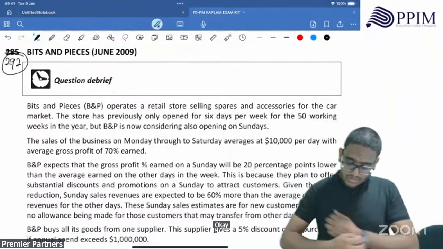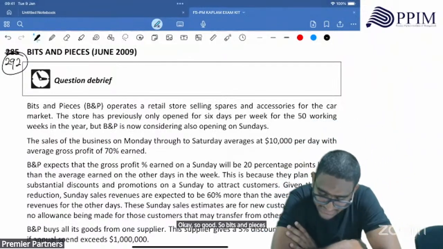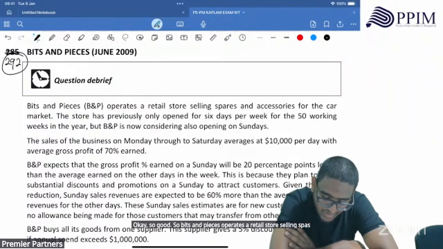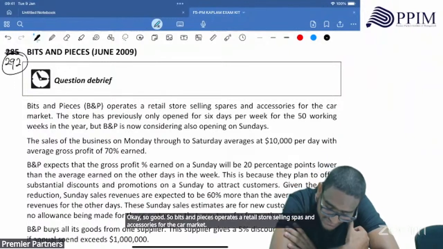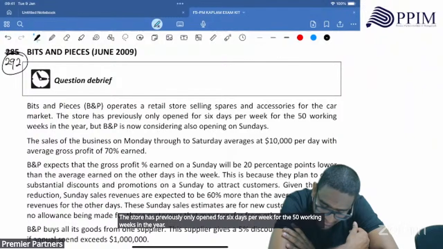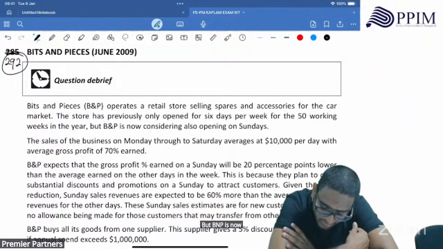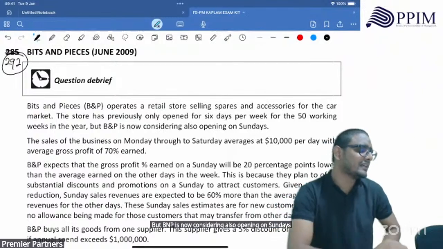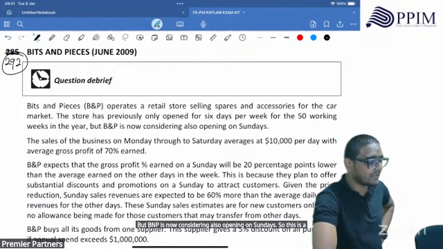Okay, so good. So Bits and Pieces operates a retail store selling spares and accessories for the car market. The store has previously only opened for 6 days per week for the 50 working weeks in the year, but BNP is now considering also opening on Sundays. So this is a decision that these guys are trying to make.